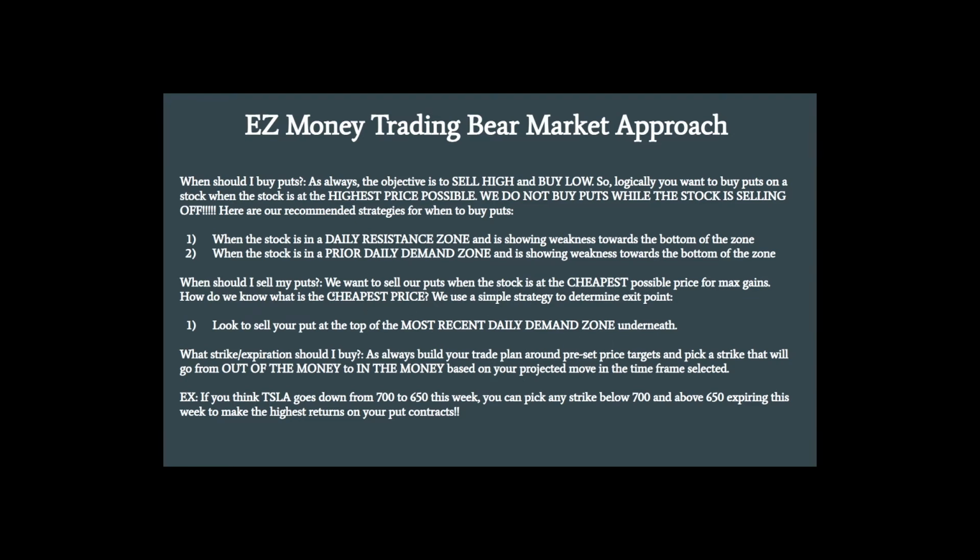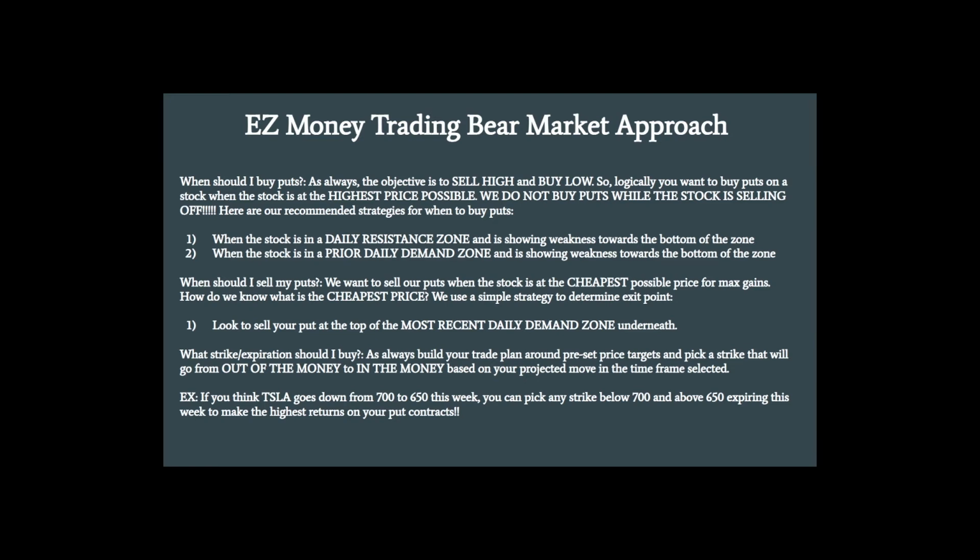When do I sell my puts? Sell your puts when the stock is at the cheapest price possible for your maximum possible return. So how do we know what the cheapest price is? Simple. Look to sell your put at the top of the most recent daily demand zone that you can find underneath the stock. That's our first price target. If you want to go lower, great, but that involves scaling out and looking for other demand zones, correct?